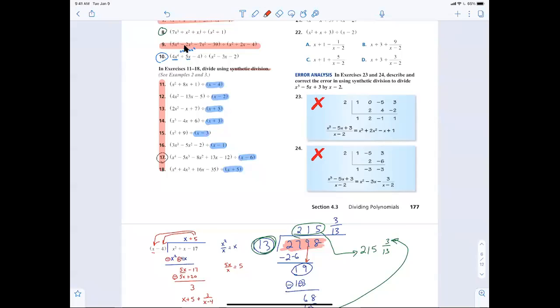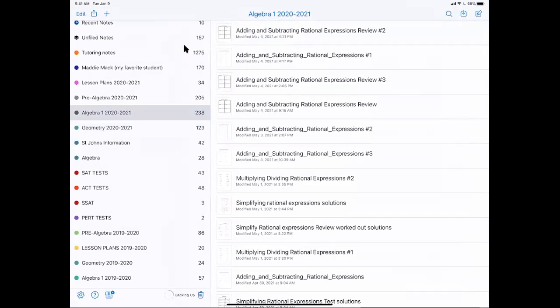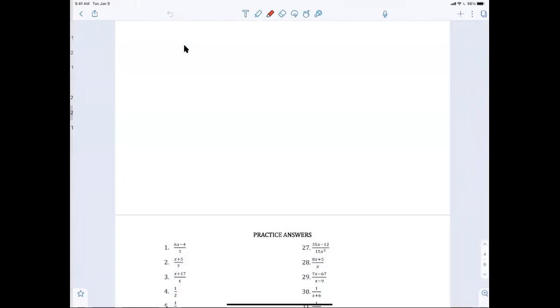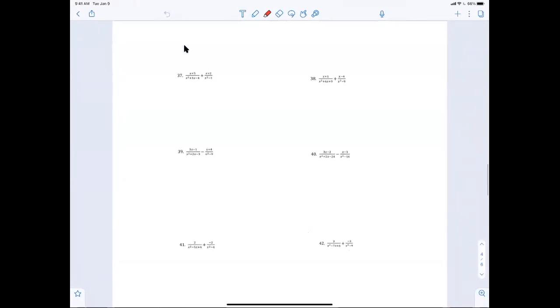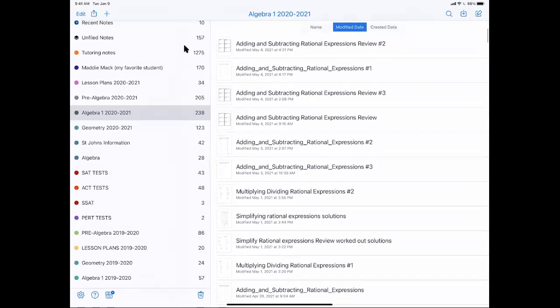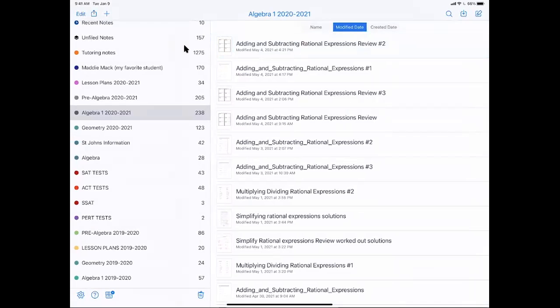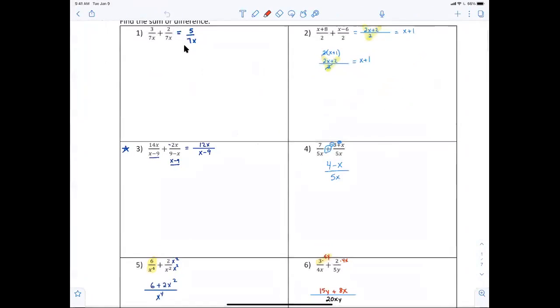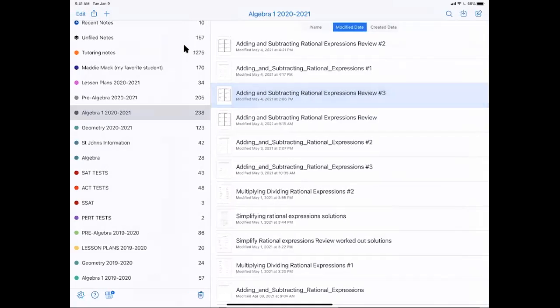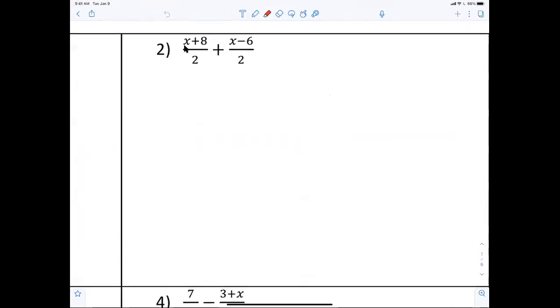Okay, guys, so let's finish up this little review. Sorry, that's not it. Did we do the odds yesterday, right? Yeah. All right, here we go. So knocking out the evens.